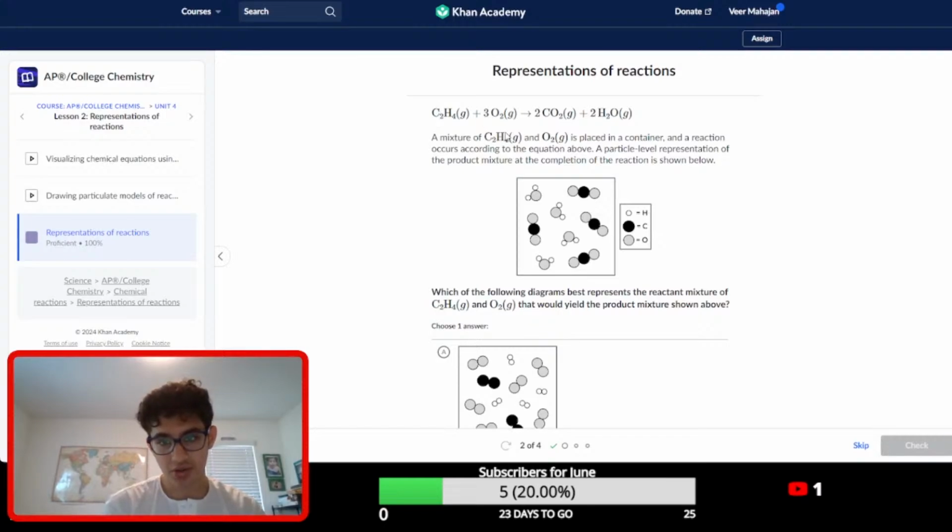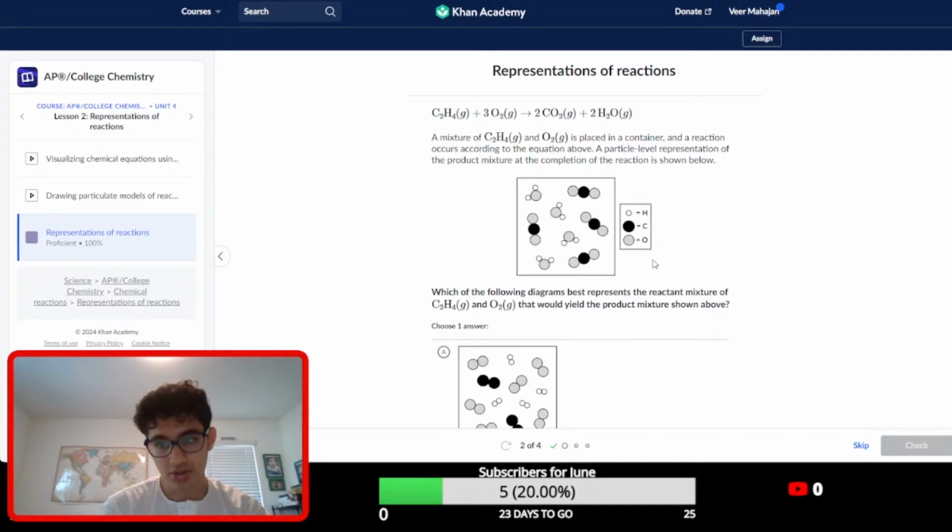A mixture of C2H4 and O2 is placed in a container and a reaction occurs according to this equation. A particle level representation is shown below. Okay, so how many C2H4s are there? What does that even look like? So there'll be two of these and one H4, but I don't see any of those. Oh, this is a product mixture. Okay, that makes sense. And now they're asking for the reactant mixture.